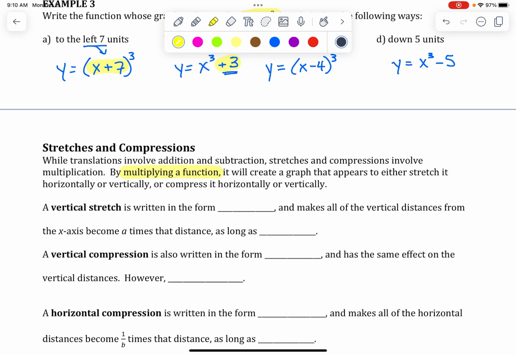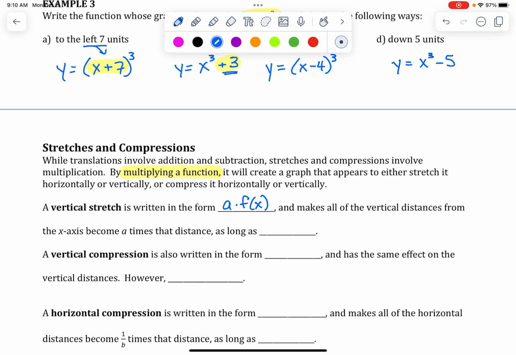So when you have a vertical stretch, that means you're going to have it in the form of f of x. Let me write it as f of x on the outside. I think that might make a little more sense there. So if we write it as a times f of x, let's do it that way. That's probably an easier way to write it.